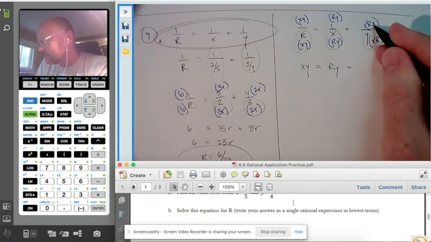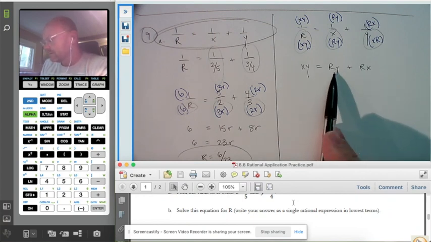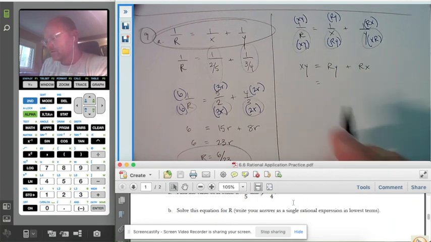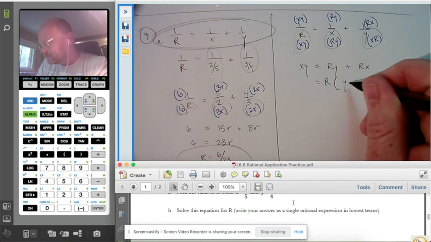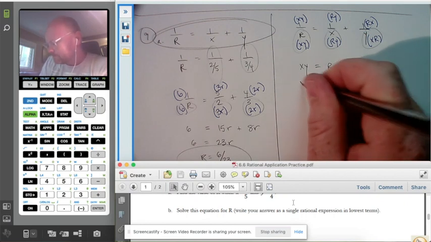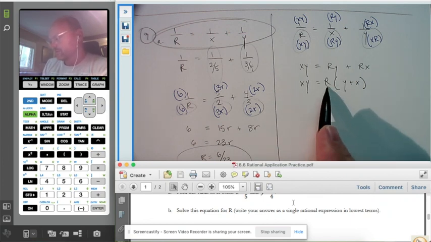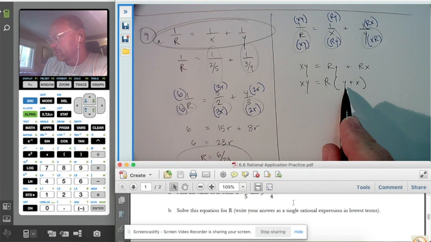plus rx. And remember that we're trying to solve this equation for r. So I need to get these r's to appear in the same place. You can do that by factoring. Now that you have r on the same side of the equation, you can factor an r out of both of those terms. So there's only one copy of it now. And then how do I get r by itself? Just divide both sides by that quantity in parentheses. So I'm going to divide both sides by y plus x.